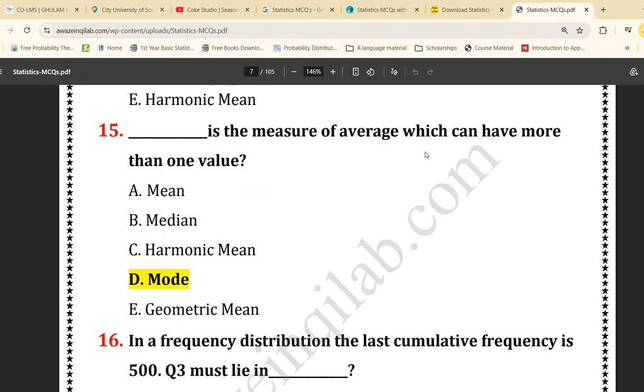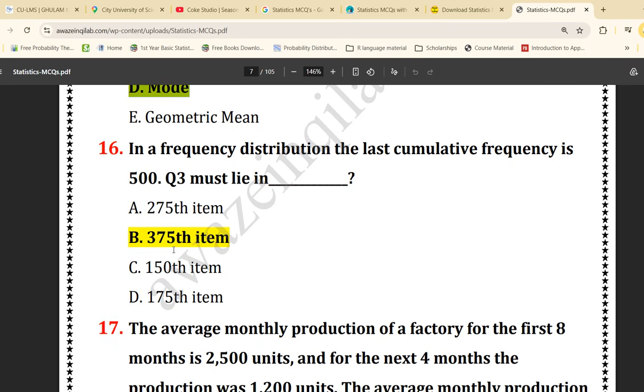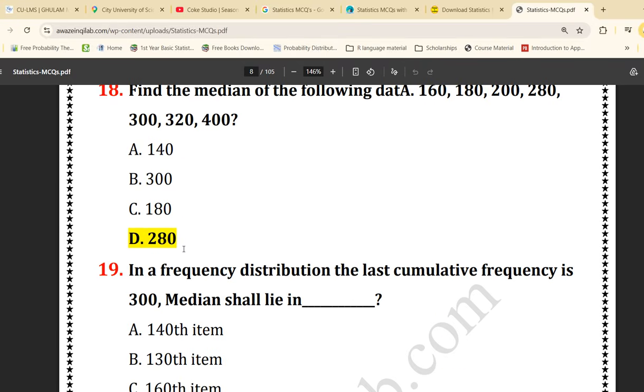Dash is a measure of average which can have more than one value, meaning the most frequently occurring value is considered the mode. So see, only the statements changed. This is how we can find the answer. So you have to choose only one correct answer.